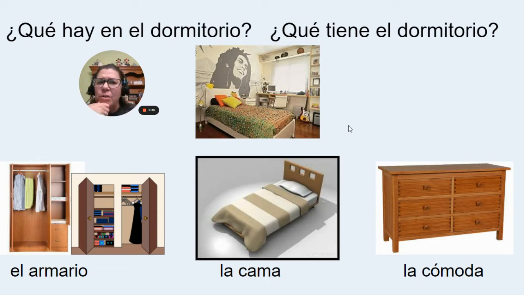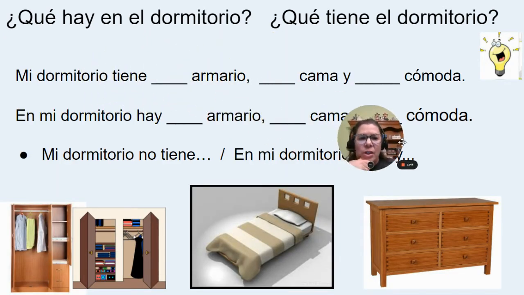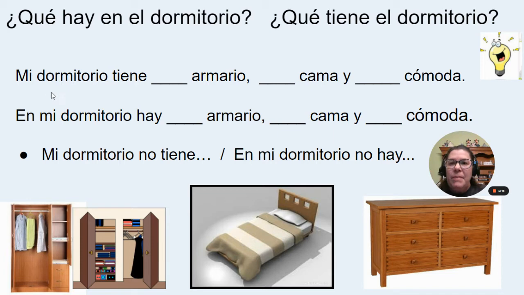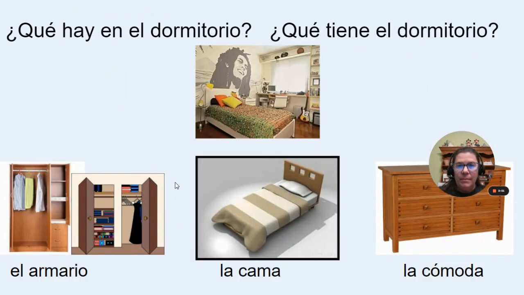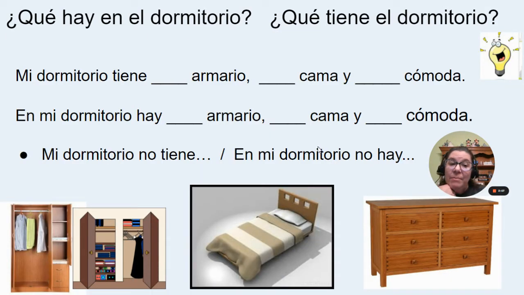¿Qué hay en el dormitorio? ¿Qué tiene el dormitorio? So, can you write a sentence? Mi dormitorio tiene un armario, una cama y una cómoda. What's going on here? El and la mean the. Un and una mean a and an. En mi dormitorio hay un armario, hay una cama y hay una cómoda.